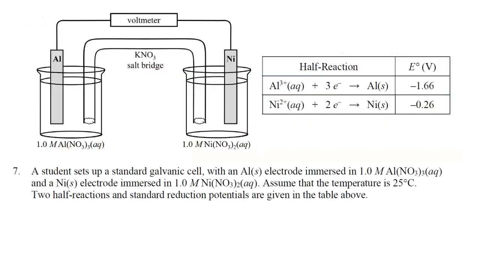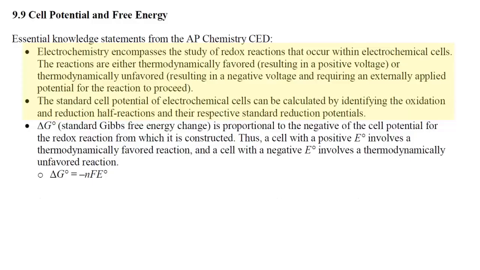All right, well now let's go ahead and take a look at question 7. In question 7, it says, a student sets up a standard galvanic cell with a solid aluminum electrode immersed in a 1 molar solution of aqueous aluminum nitrate and a solid nickel electrode immersed in a 1 molar solution of aqueous nickel nitrate. Assume that the temperature is 25 degrees Celsius. 2 half reactions and standard reduction potentials are given in the table above. So this question falls under topic 9.9, cell potential and free energy.